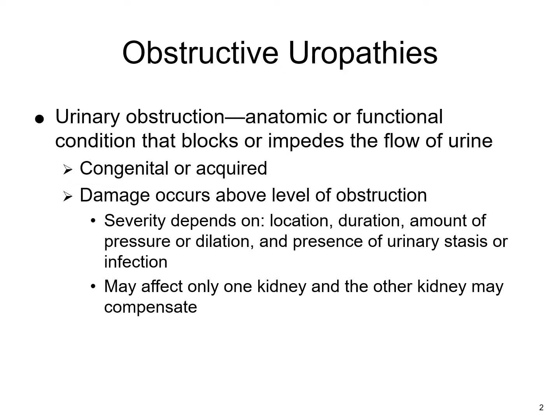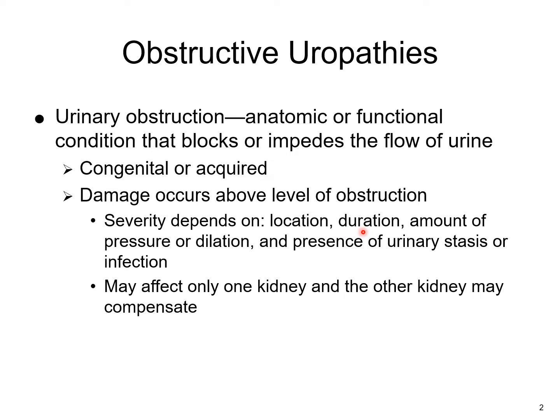So the different types of urinary obstructions can happen because of a lot of different reasons, right? Some of the reasons can be anatomic, some can be functional, some are congenital, and some are acquired. Whatever is causing the obstruction, what we're worried about is the area above the level of obstruction. And the damage that occurs above the level of obstruction will depend on where the obstruction is.